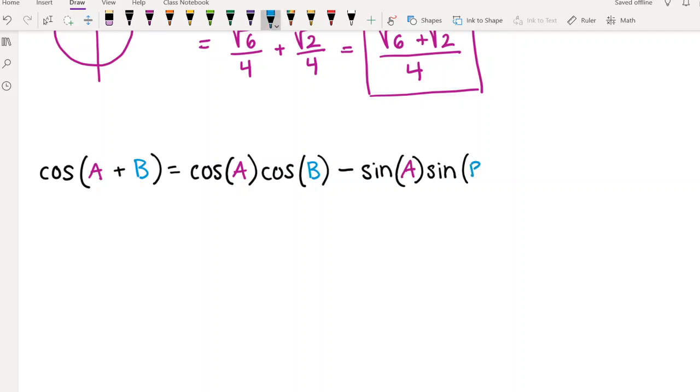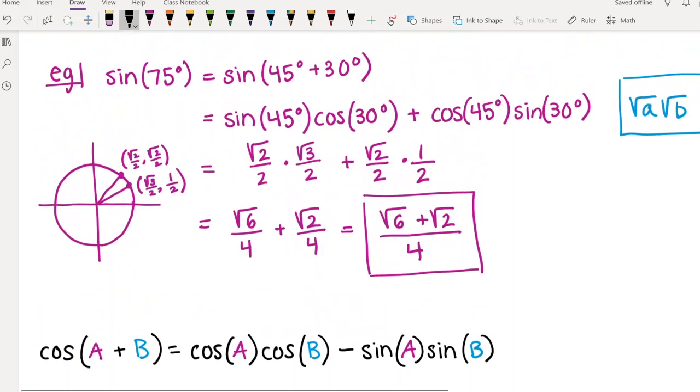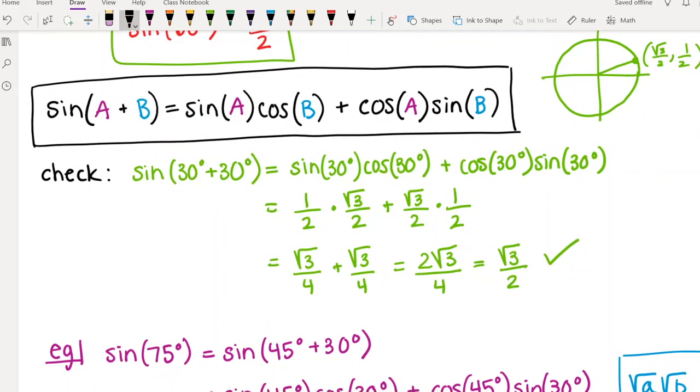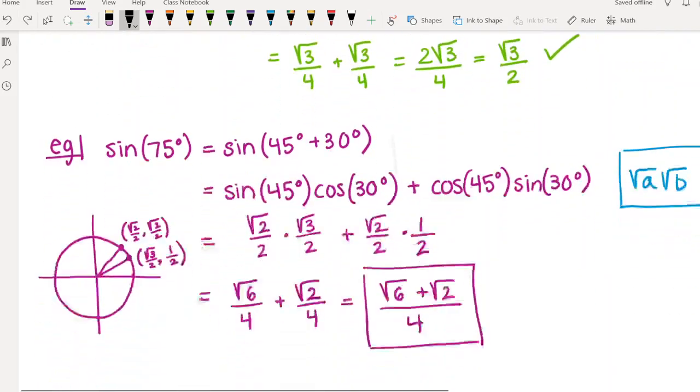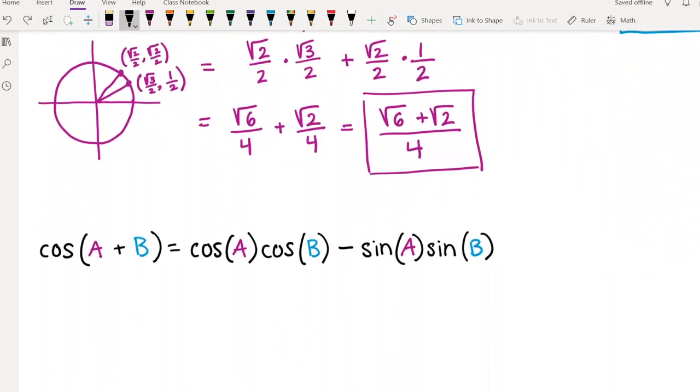So it's really different from the sine formula in a few different ways. One way is that in the sine formula, you have sine and cosine side by side, and then you're just changing the angles and then you're adding them together. Whereas in the cosine formula, you're doing cosine times cosine and sine times sine, and then you're subtracting them.